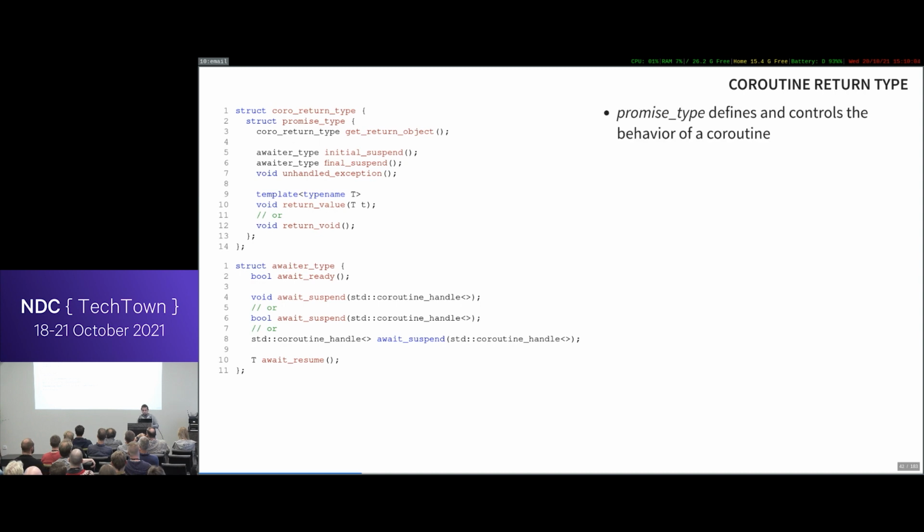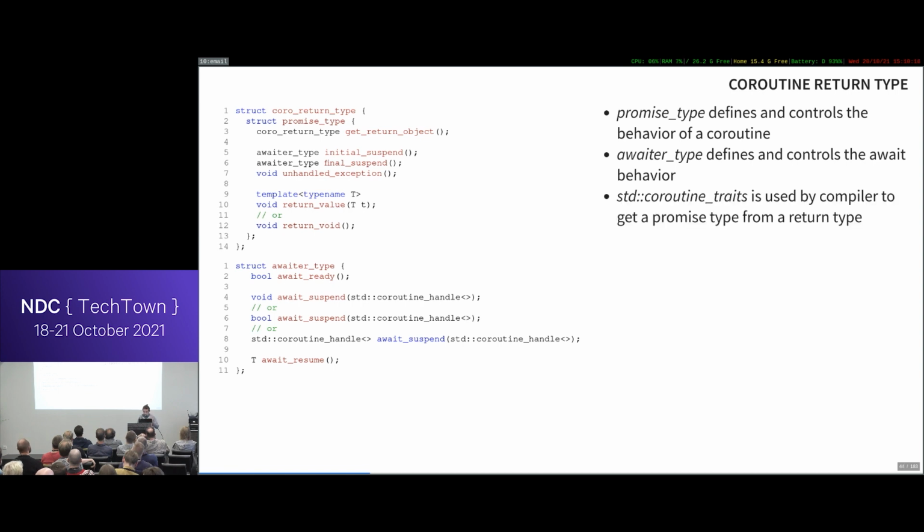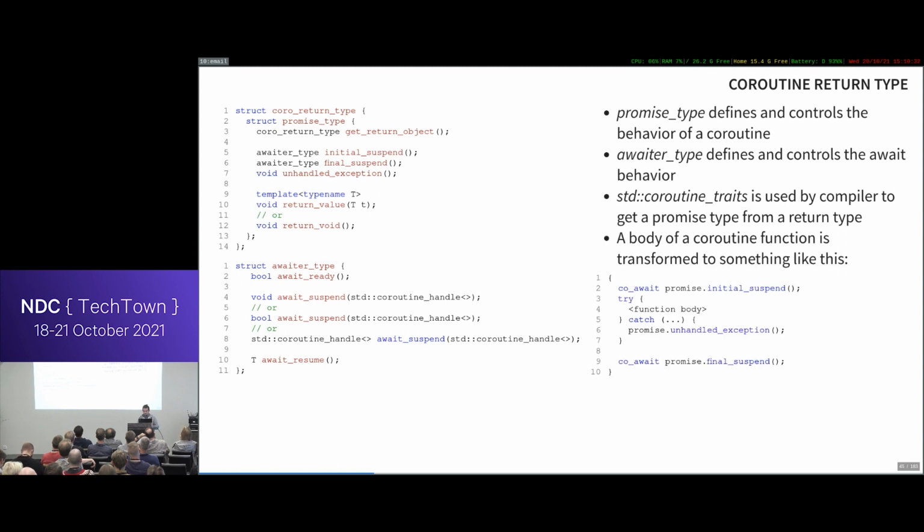So I will just summarize some things which we need to remember. The promise type defines and controls the behavior of the coroutine. The awaiter type defines and controls the await behavior. Good. There is also std::coroutine_traits. This is a specific trait used by the compiler to get the promise type from the return type of your coroutine and generate some code for you. Basically, it takes the body of the coroutine function, transforms it, and does some other things. But don't worry, we will take a look at everything in detail here.